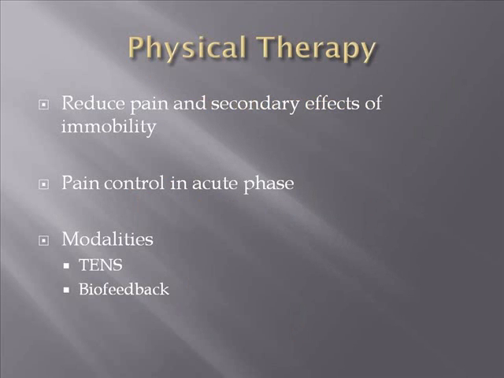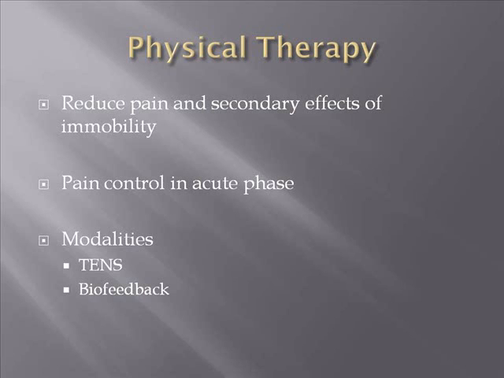So first, with respect to physiotherapy, the primary goal of physiotherapy is to reduce pain and the secondary effects of immobility, which can often be associated with sympathetically maintained pain. Most importantly, the treatment is needed in the acute phase before the sympathetically maintained pain develops into the full chronic pain syndrome, and certainly treatments in the later stages of this condition can become significantly less effective.